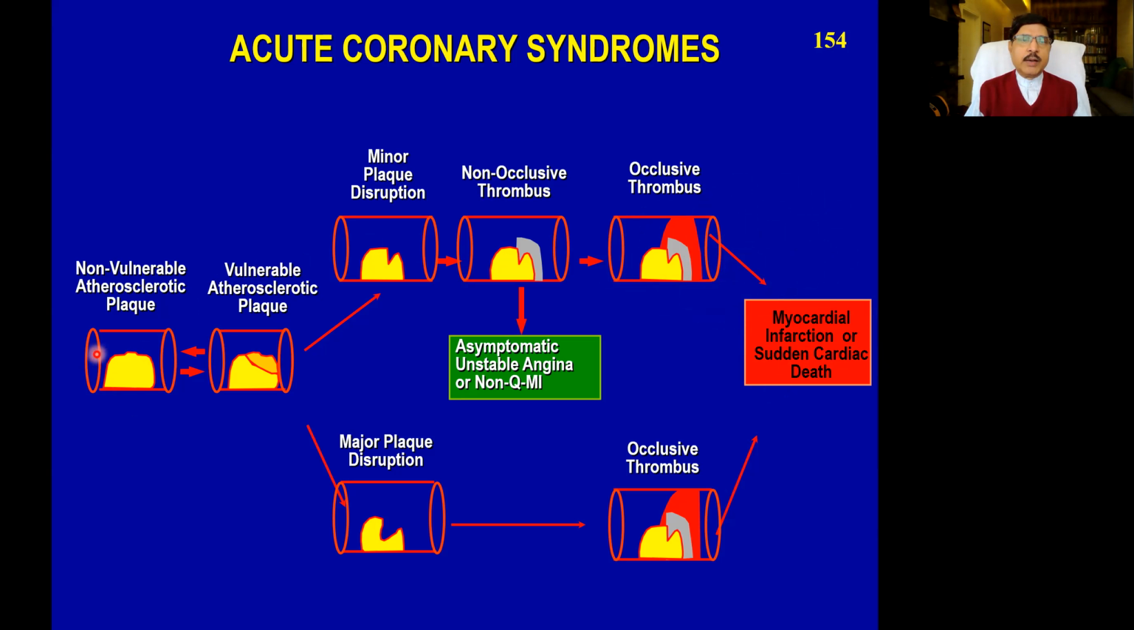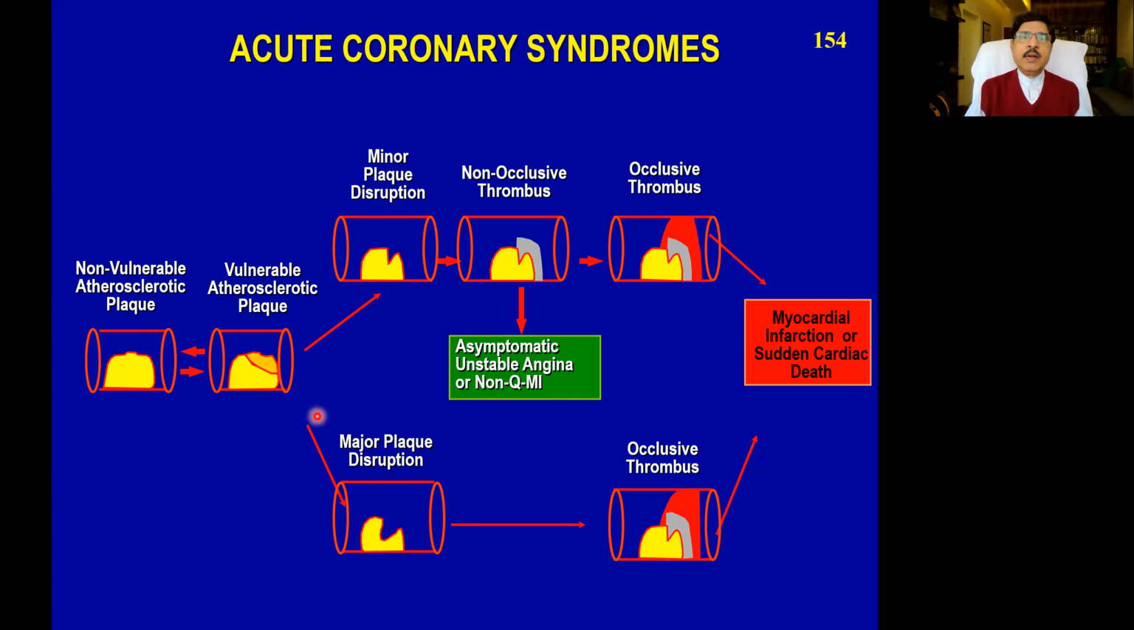So a non-vulnerable plaque and a vulnerable plaque go on exchanging between themselves. Non-vulnerable becomes vulnerable, vulnerable becomes non-vulnerable. How can I not have a plaque first of all? And if I have a plaque, how can I see that it doesn't become vulnerable? And how can I see it doesn't rupture and then produce this? This is all prevention of coronary artery disease.